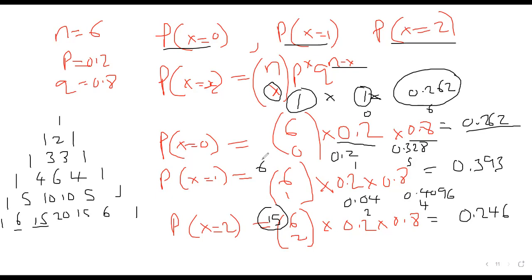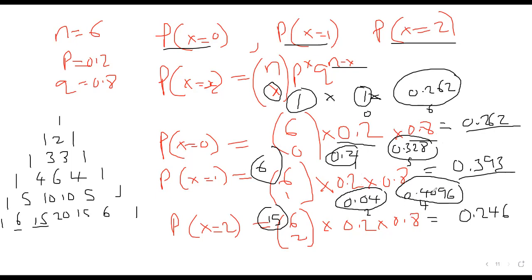All right, then we went to here. 6 combination 1 is 6. 0.2 to the power 1 is 0.2. 0.8 to the power 5 is 0.328. When we multiply these three, we get 0.393. 6 combination 2 is 15. 0.2 to the power 2 is 0.04. 0.8 to the power 4 is 0.4096. When we multiply these three, we get 0.246.